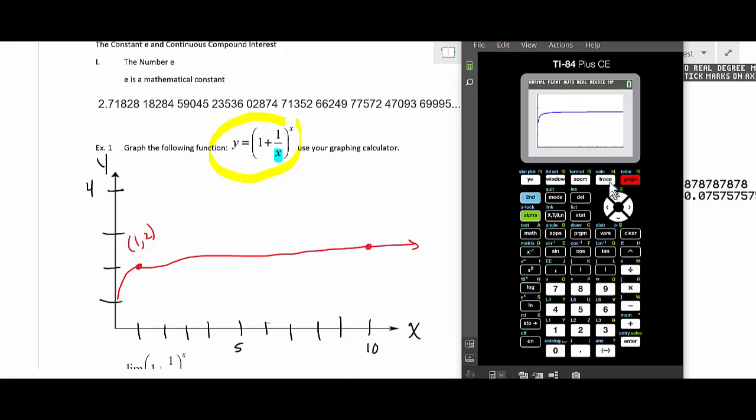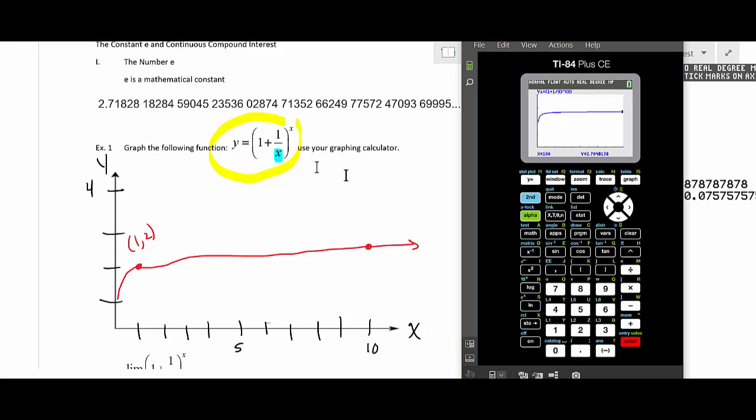Now, let's do this. Type trace and type 100. So when x is 100, look where you are. You're at 2.70, but e is about 2.718. So it looks like we're getting close to e. What do you think? Okay, that looks like that's what's happening on that problem.